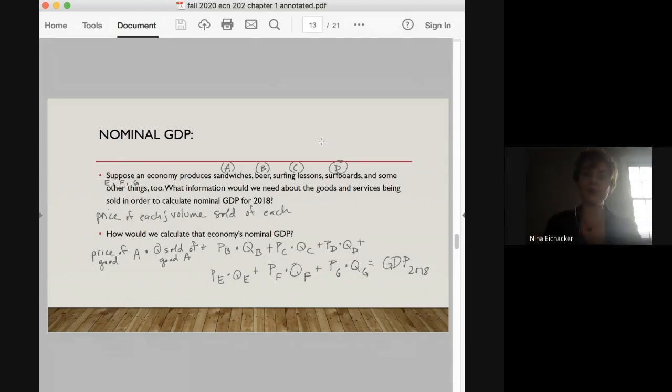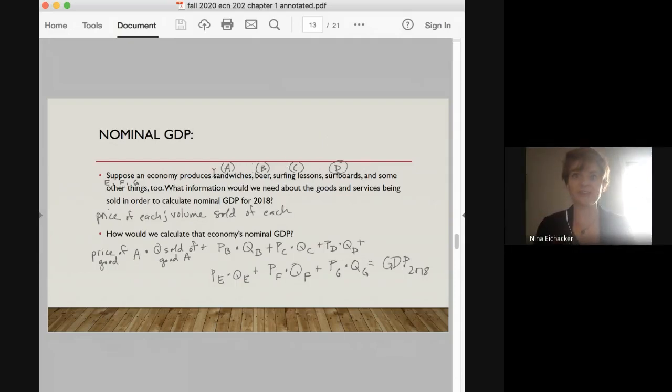Now, what information will we need to know about the goods and services being sold in order to calculate nominal GDP for 2018? Well, we would need to know the price of each in 2018, and we would need to know the volume sold of each. So we would need to know how many sandwiches are sold, how much beer is sold, how many hours' worth of surfing lessons are purchased, how many surfboards are sold, and what about the other things? We would need to know how much of each is sold and the price of each in order to calculate GDP, or total expenditure, for this given economy in 2018.